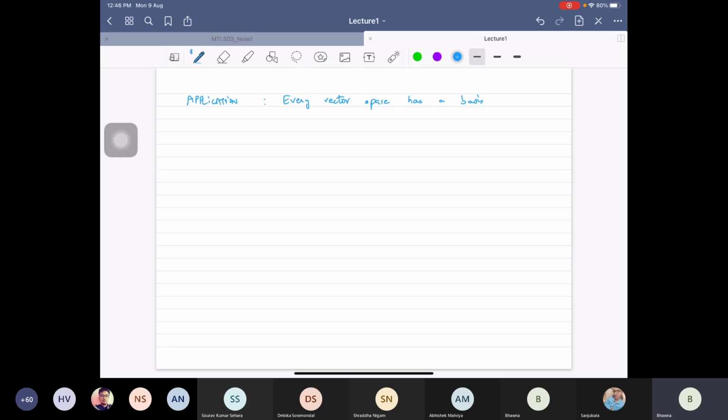Any vector space has a basis, finitely generated, infinitely generated, whatever it is. So in proving that there will be at least one basis, Zorn's lemma is required. I'll just state the idea of the proof. Suppose V is a vector space over F. F is a field here.